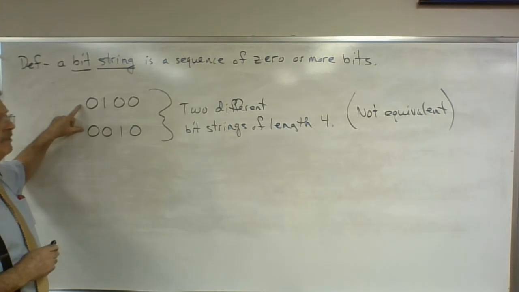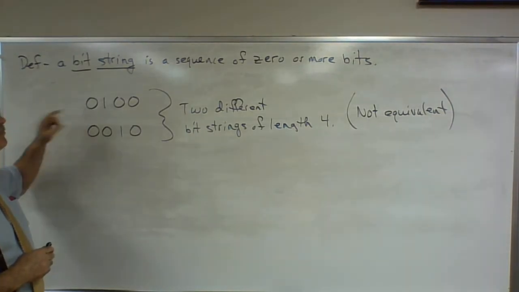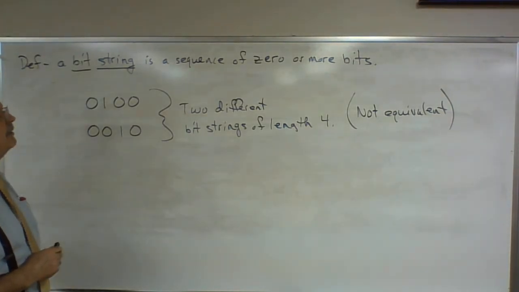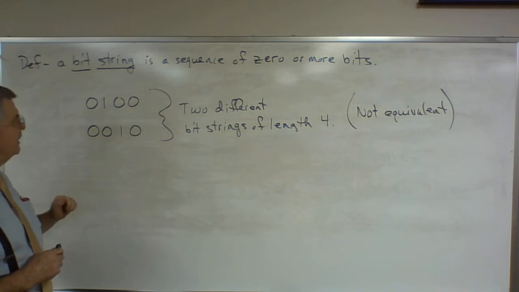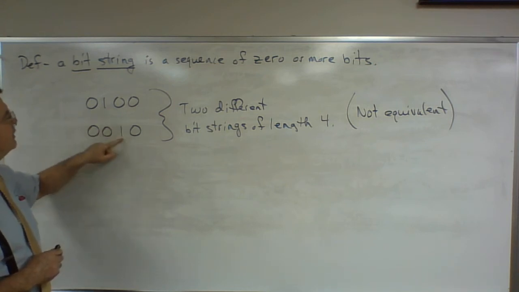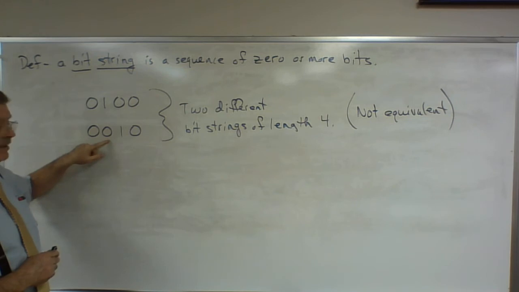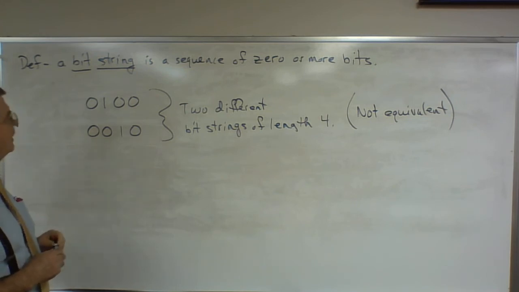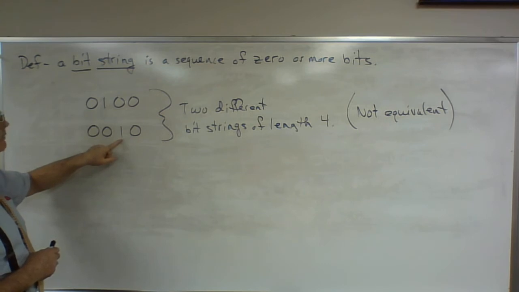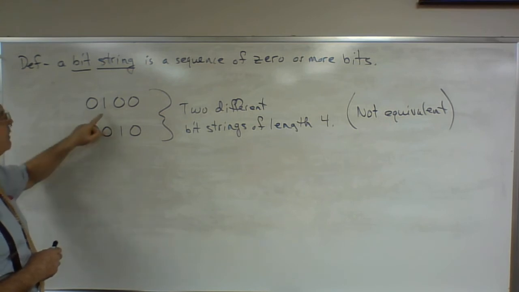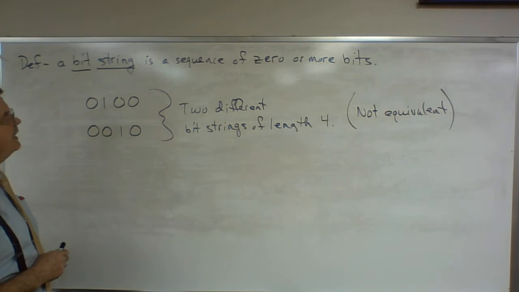They both have length 4, and they both have 3 zeros and a 1, but the ones don't appear in exactly the same place. This one appears as the second bit to the right. This one appears as the third bit to the right. So the ones are not in the same place.